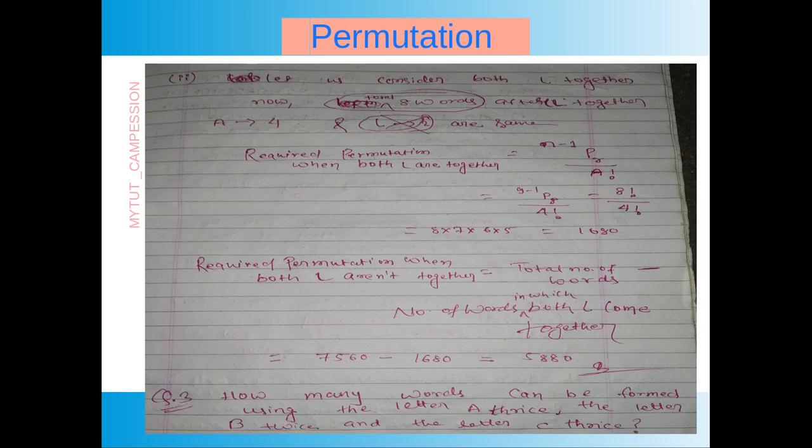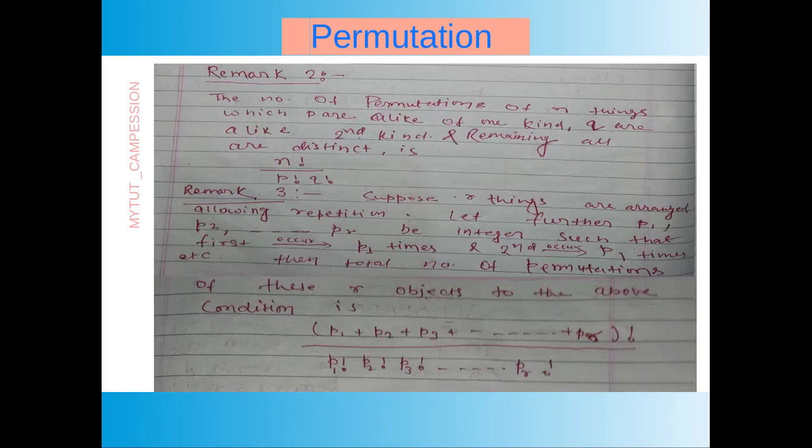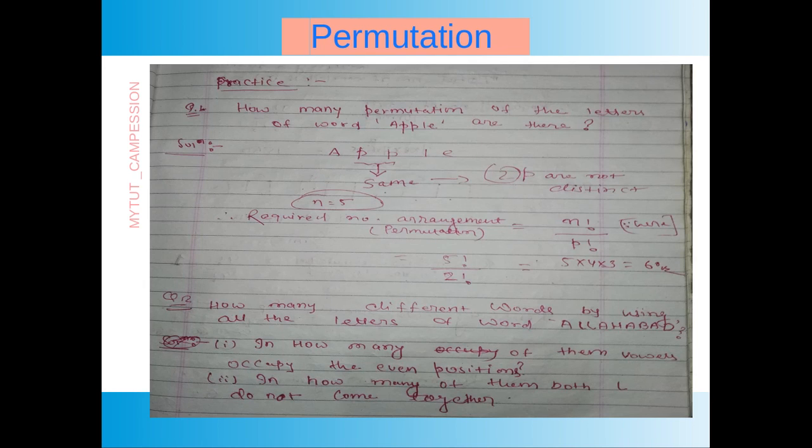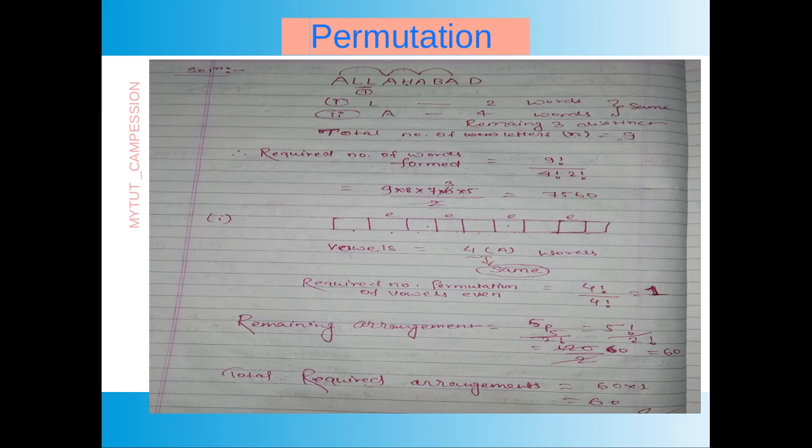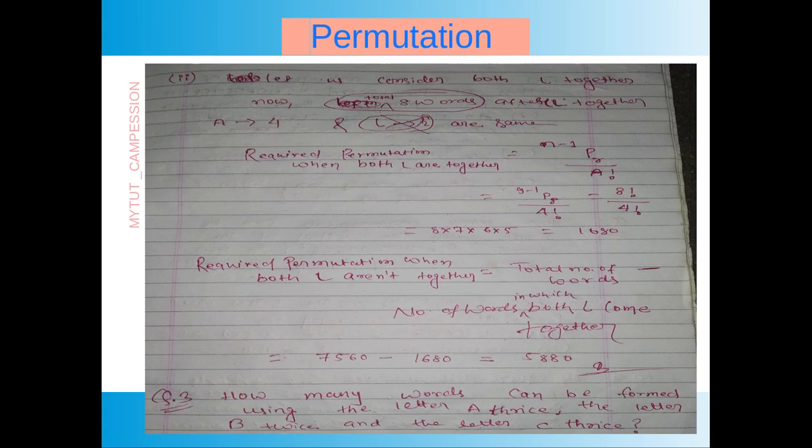Now similarly, the second solution of this question: in how many of them do both L's not come together? Apply the permutation condition for do not come together. Let us consider both L's are together. How do we solve when both L's come together?